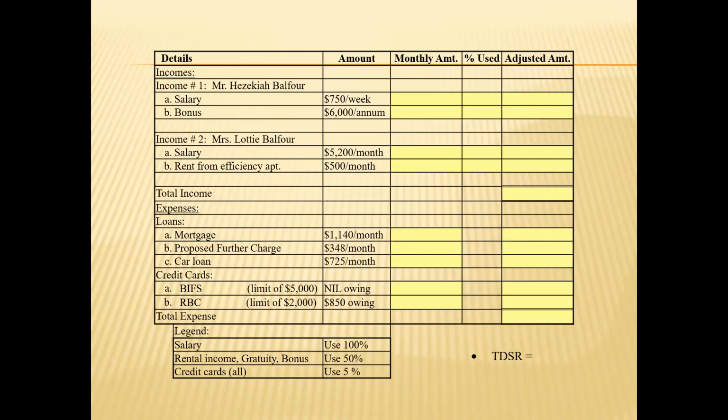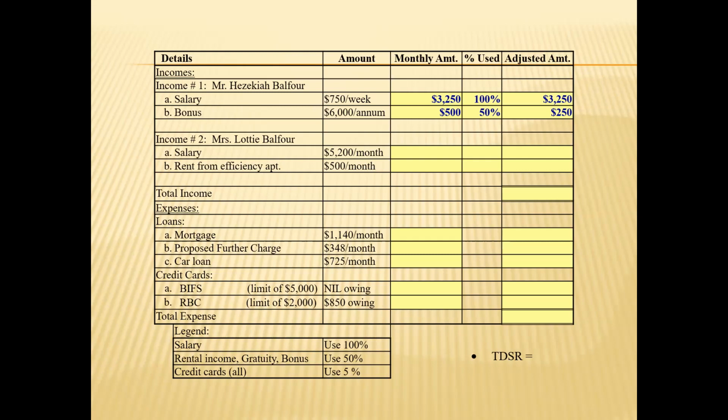Okay, so Hezekiah has a salary of $750 a week. What amount goes in the monthly, the percentage used, and the adjusted amount? 3,250, sir. We use 100% of that, so it goes straight across to 3,250. What about the bonus? How do we deal with the bonus? Monthly amount would be 500. How much of that do we use? 50%. So that'll be 250 adjusted. Yes, very good, excellent.